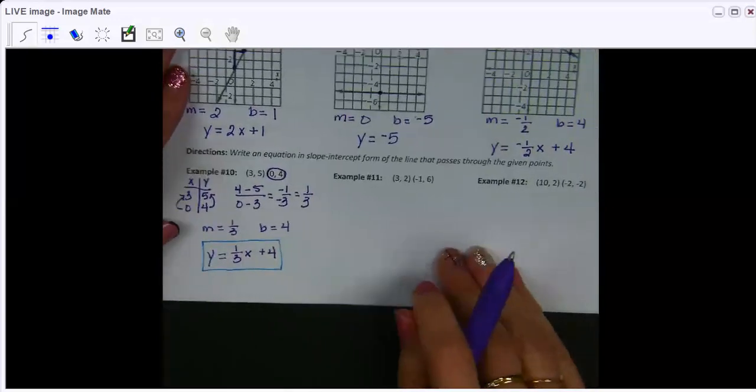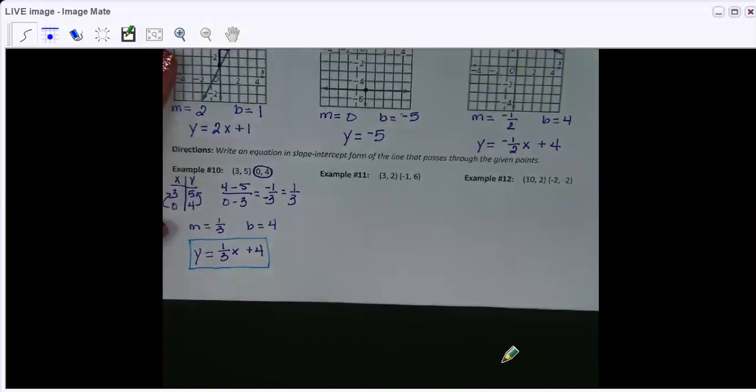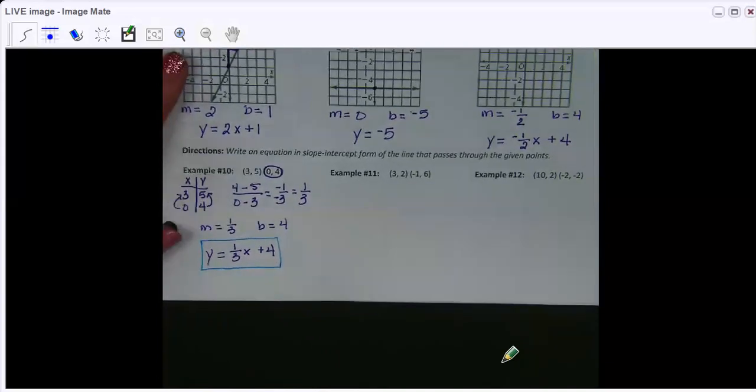Can we just do the same thing as we did with this one? To find slope, yes. You're talking about the y-intercept. No, not the easy version. There's not an easy version for the next two.